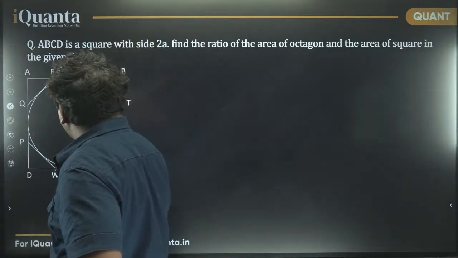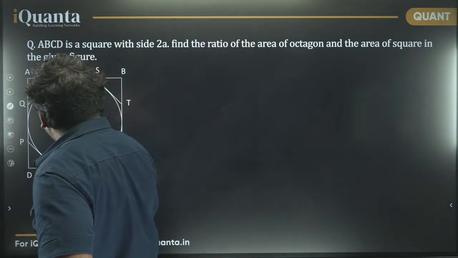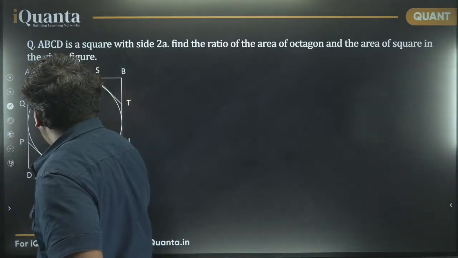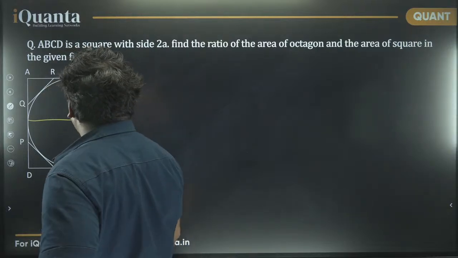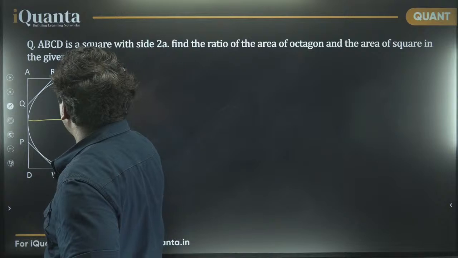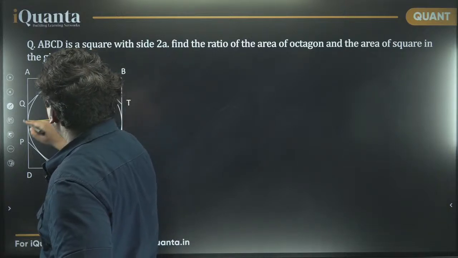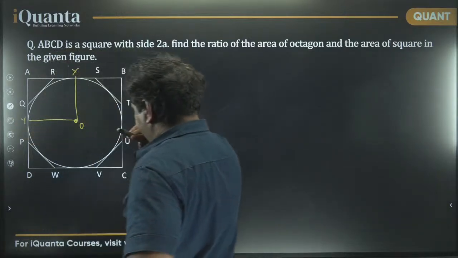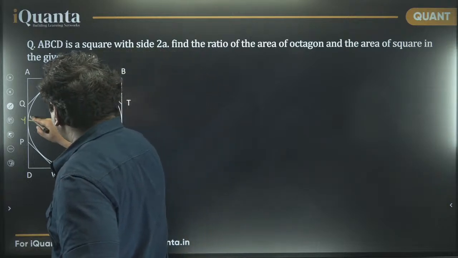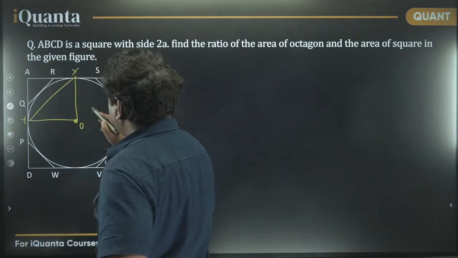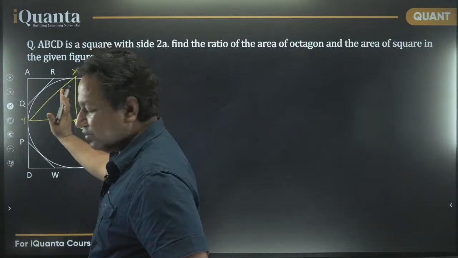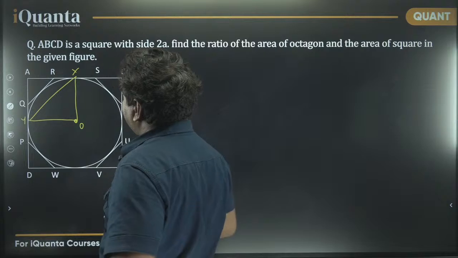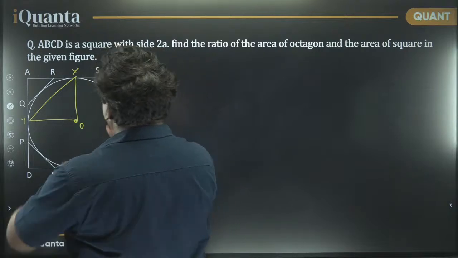If I take the center here and drop a perpendicular here and here, it will be a square. Let this be O. Let this be, what should I call it? XY. And let me join XY as well. So XO is the radius of this circle, and there's one more thing which we know, the side is 2a.